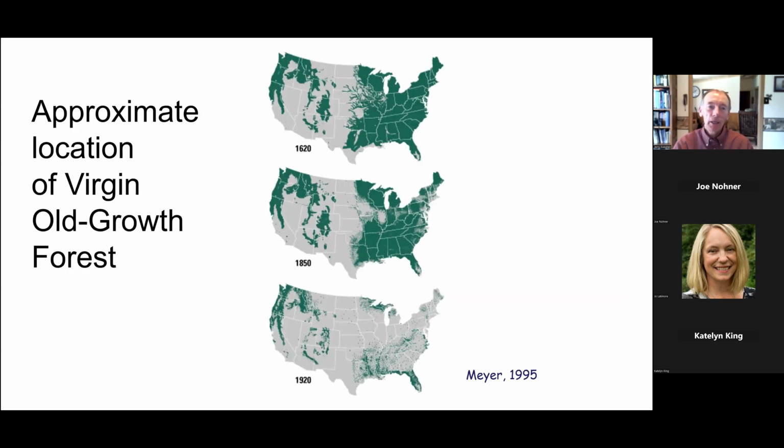So let's take a look at referencing where we've come from. And I use this slide a lot. If you've happened to be in a presentation where I've talked before, you probably have seen this slide, but I think it's so dramatic. It's from a journal article, Meyer, 1995, where he shows the approximate location of the virgin old-growth forests in the United States. You can look at this map and go from 1620 to 1850 to 1920, and you could probably put 2024 on there, and it wouldn't look much different than 1920.